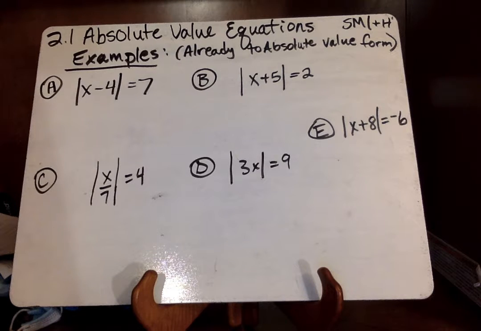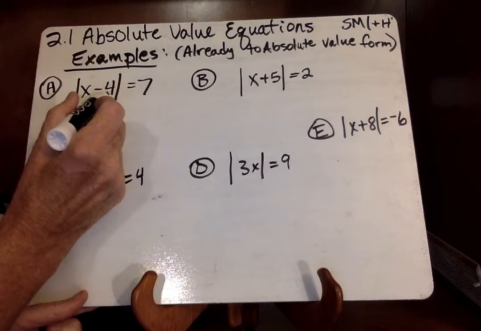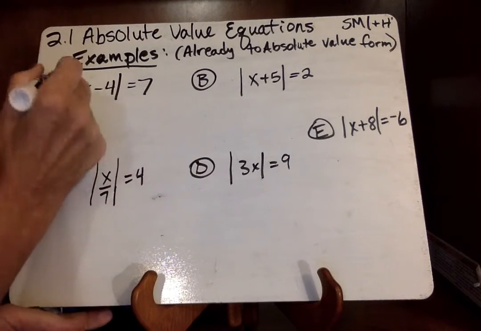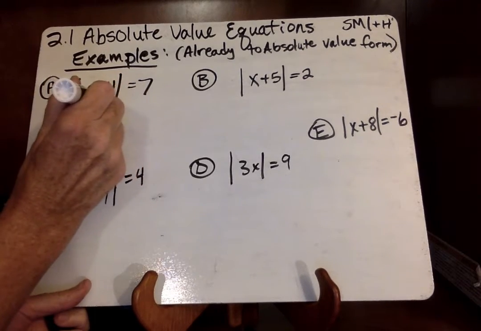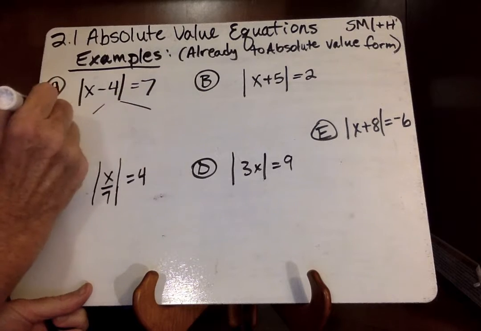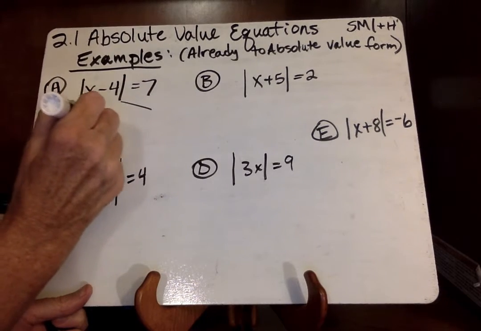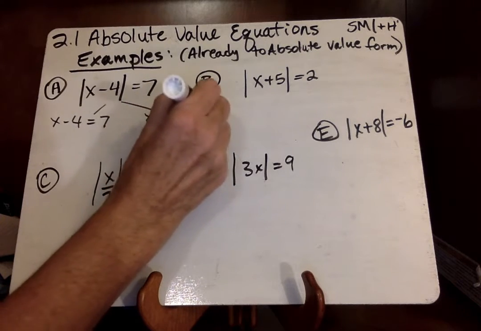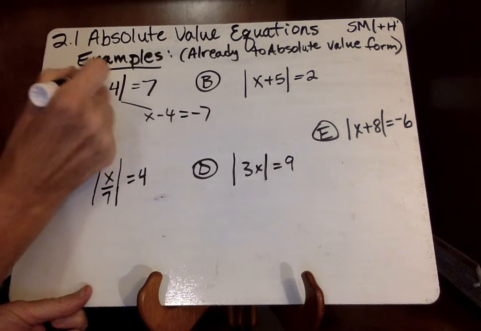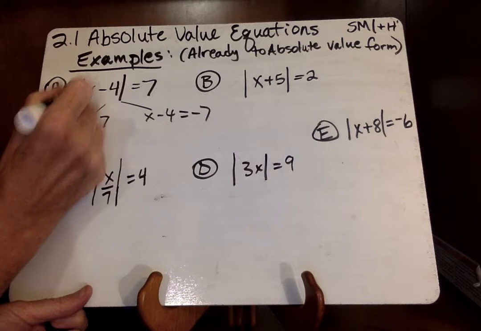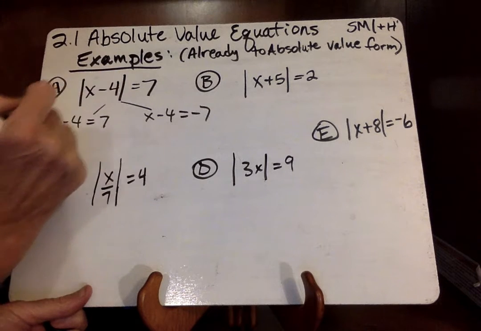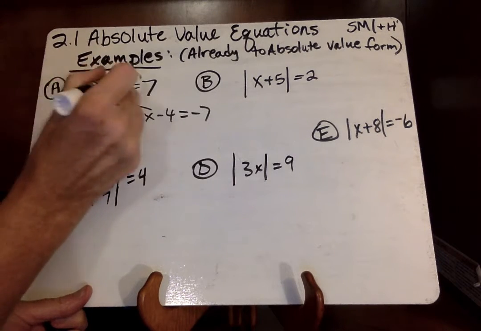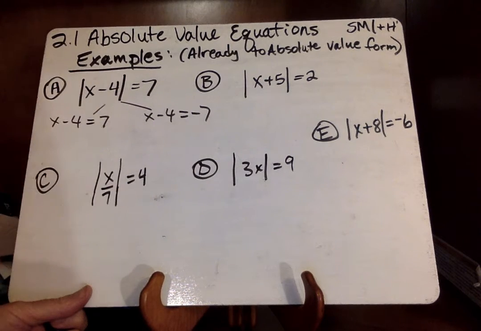So when you have absolute value, again the definition is how far away it is from 0. And because this first one is the absolute value of x minus 4 equals 7, we're going to make it go into two different equations. We have x minus 4 equals 7 and x minus 4 equals negative 7. Because inside here the solution could be negative 7, because the absolute value of negative 7 is 7, or it could be 7, absolute value of 7 is 7. So then we solve the two equations.